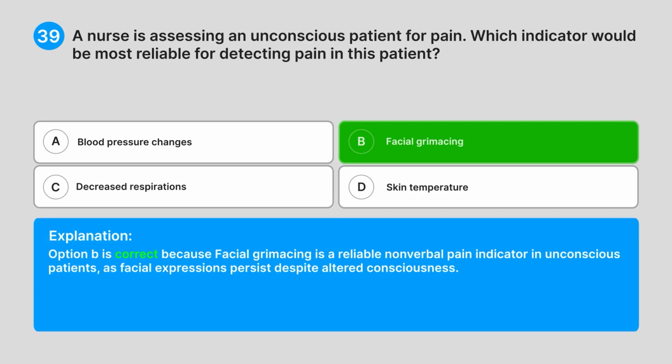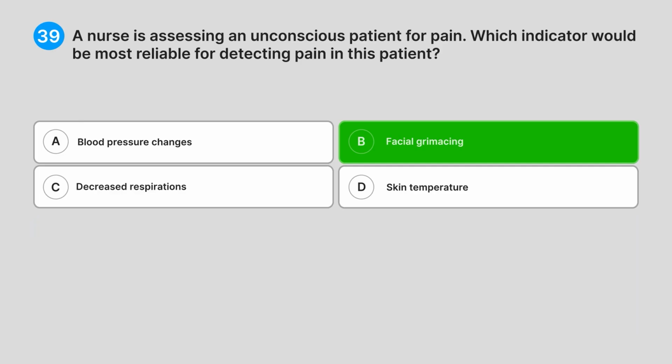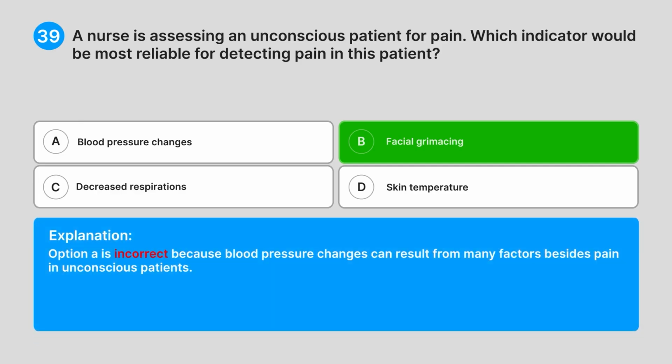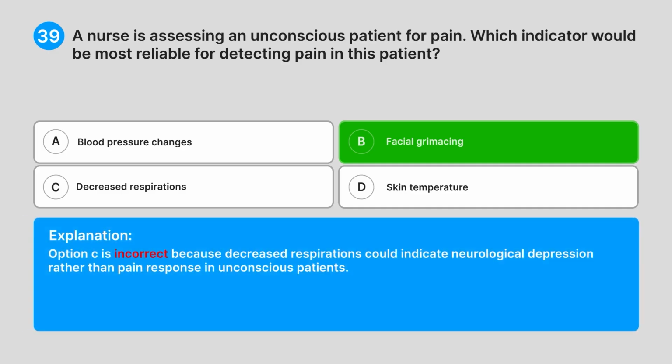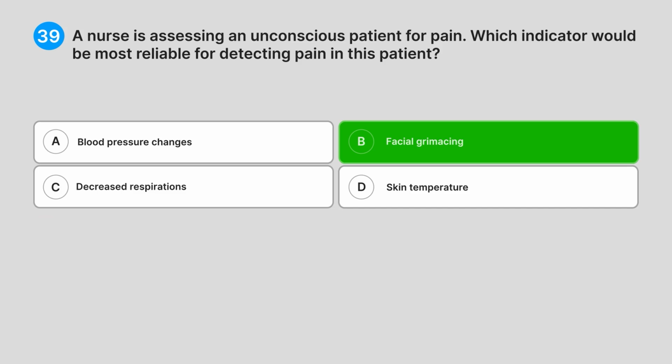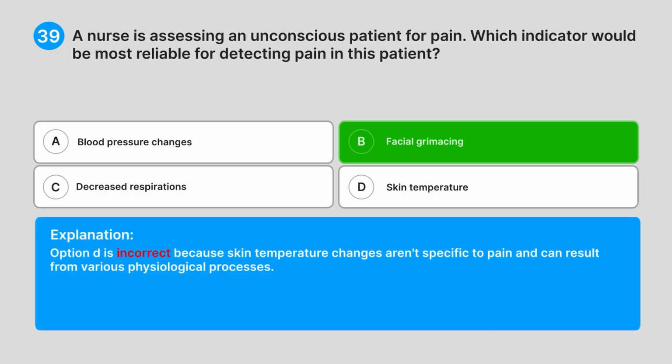Explanation. Option B is correct because facial grimacing is a reliable non-verbal pain indicator in unconscious patients, as facial expressions persist despite altered consciousness. Option A is incorrect because blood pressure changes can result from many factors besides pain in unconscious patients. Option C is incorrect because decreased respirations could indicate neurological depression rather than pain response in unconscious patients. Option D is incorrect because skin temperature changes aren't specific to pain and can result from various physiological processes.